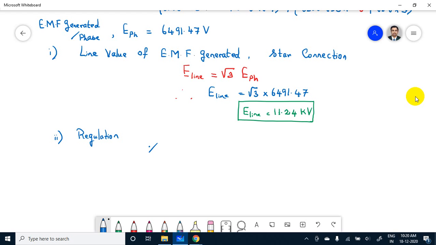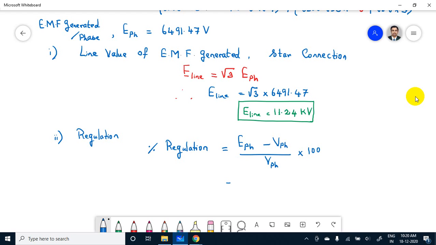Regulation formula. Regulation is nothing but voltage regulation. Percentage regulation equal to E phase minus V phase, divided by V phase into 100.